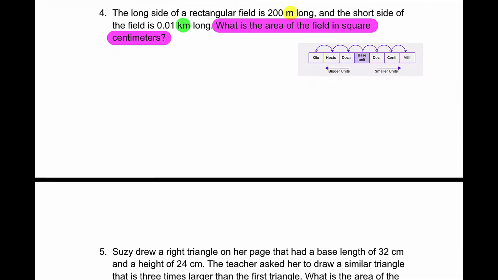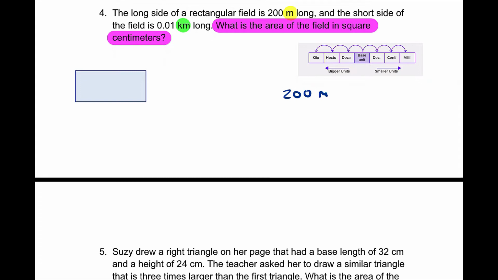So in this case, I'll put everything to meters for my first calculation, or I can change it all to centimeters. Actually, that makes a little bit more sense. So let's draw out this field first of all. I've got a field that I know is rectangular, and the length is 200 meters. So we're going to take the 200 meters and convert that to centimeters.